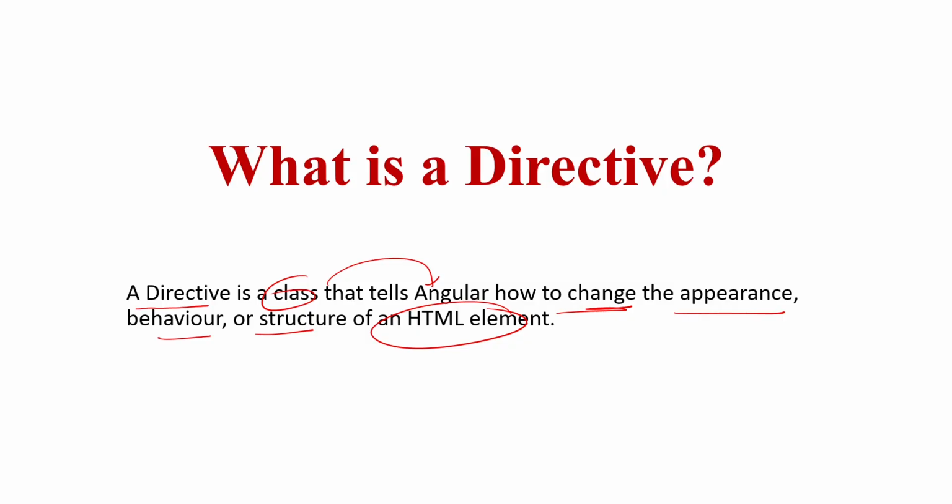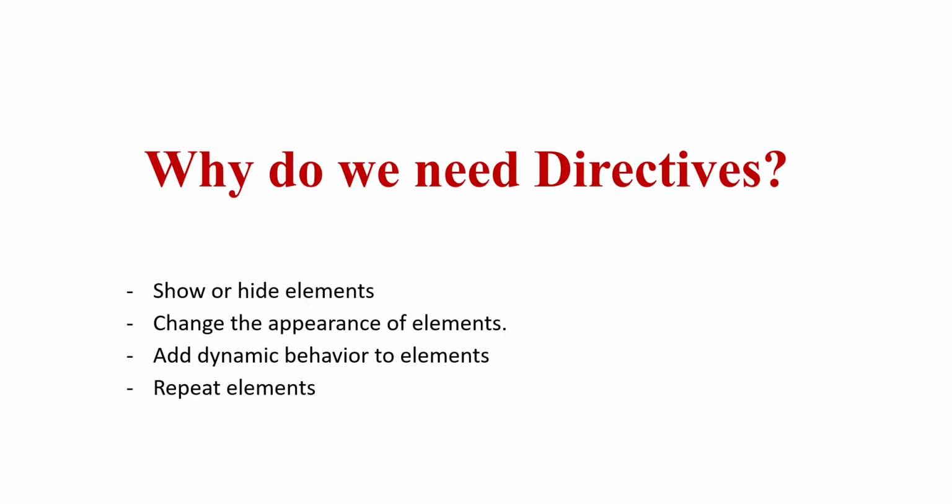Up to now we know what a directive is. We covered the definition and the examples. Now we will learn why we need directives. I have written a couple of reasons, so let's go one by one. The first point is show or hide elements. We just did an example of this. But why do we need to show or hide elements?